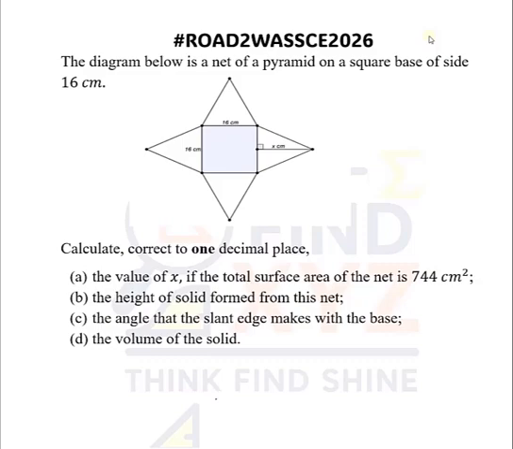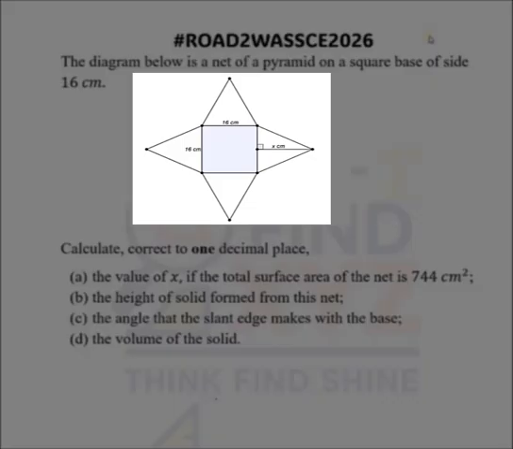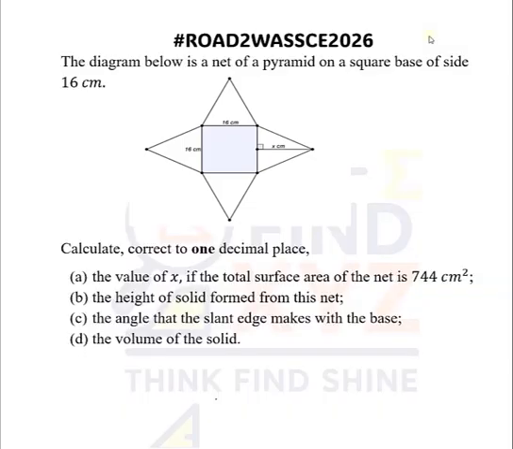Let's try this problem. We've been given a diagram which is a net of a pyramid on a square base of side 16 centimeters. We've been asked to calculate, correct to one decimal place, different things. First, the value of x if the total surface area is 744 centimeters squared, the height of the solid formed from this given net, the angle that the slant edge makes with the base, and then finally the volume of the solid. So let's dive in.